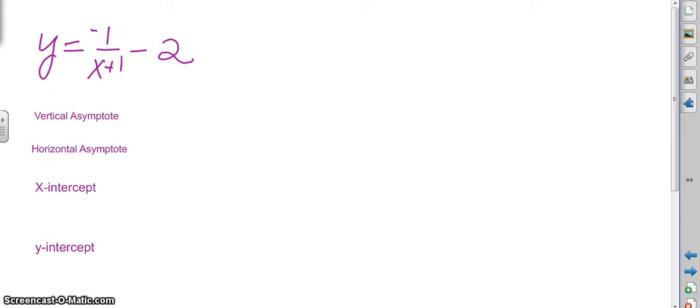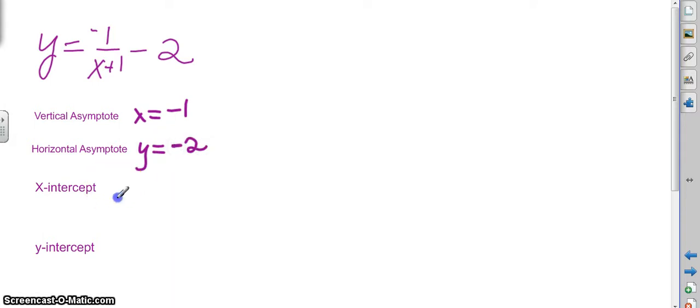So we'll start with the vertical asymptote. The vertical asymptote is going to happen where the values of x can't be used. For instance, we've got x plus 1 in the denominator. Because you can never divide by 0, x could not be equal to negative 1. And that is my vertical asymptote. X is negative 1. The horizontal asymptote happens right here. It's going to be y is equal to k. So y is equal to negative 2.